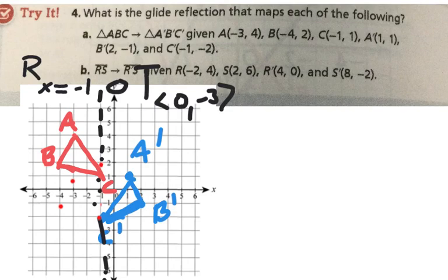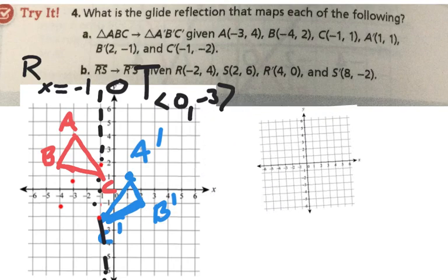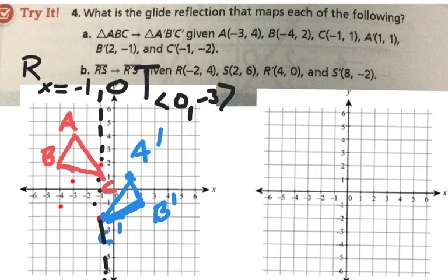Now the second one, this time it's just a line segment. So it tells me R is at negative 2, 4. It tells me S is at 2, 6. So this is R, this is S. And here I'm connecting them. And then it tells me R prime is at 4, 0. S prime is at 8, negative 2.